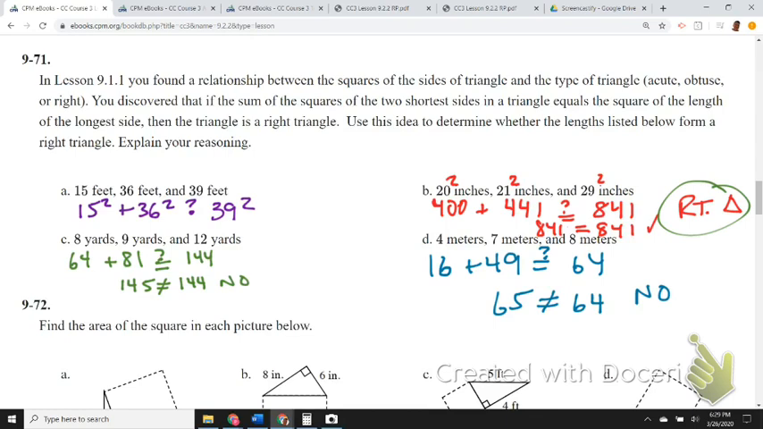And then for problem D, 4 squared is going to be 16. 7 squared is going to be 49. If I add those two, I get 65. And 65 does not equal 8 squared, which is 64. So that is not a right triangle because they don't equal each other.